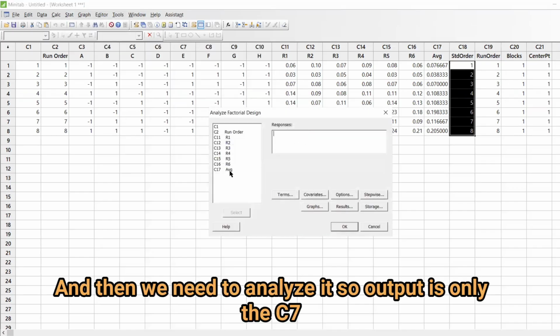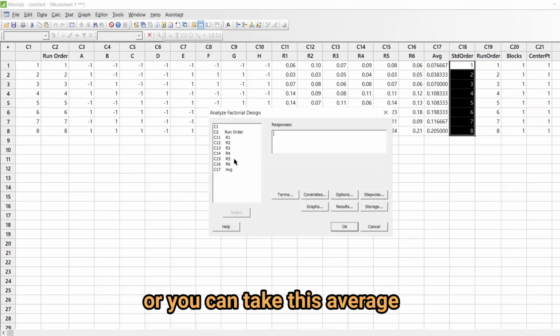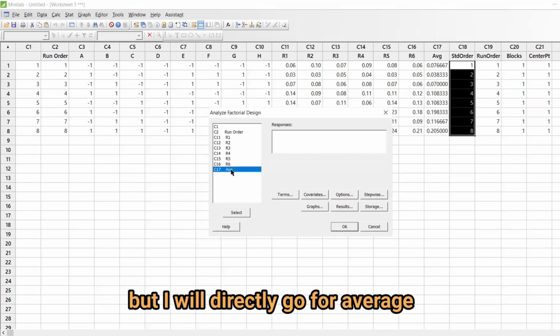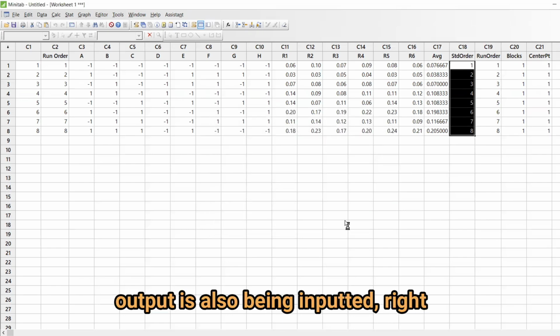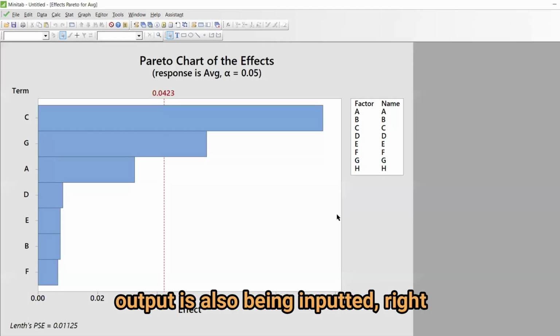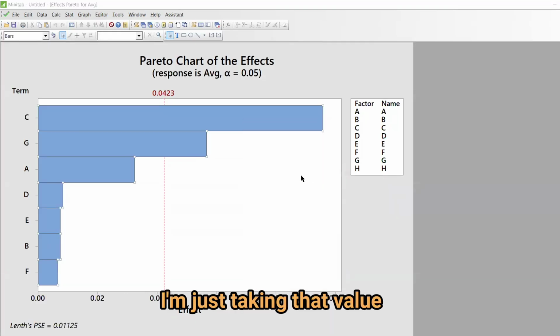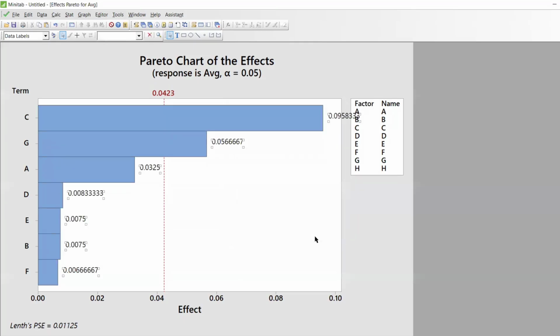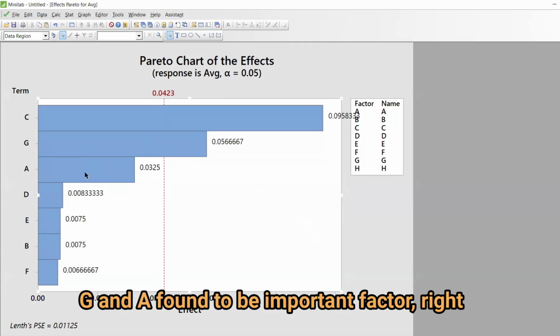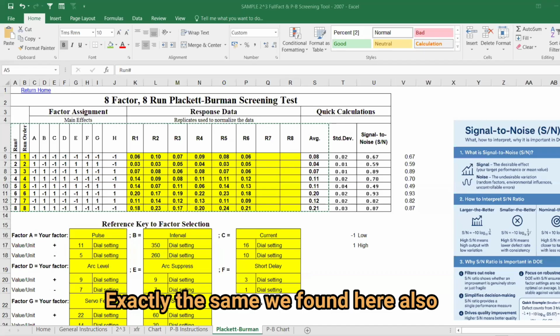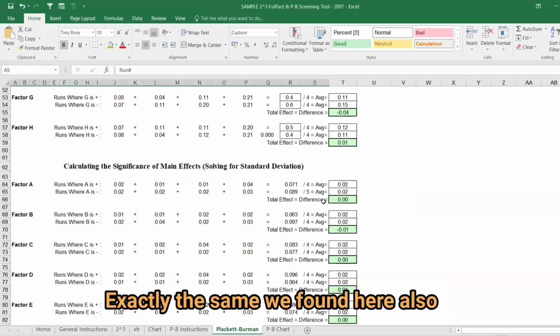So output is only the C7, or you can take this average, but I will directly go for average. Output has also been inputted, right? You can see that. So you see that C, G, and A are found to be important factors, right? Exactly the same we found here as well.